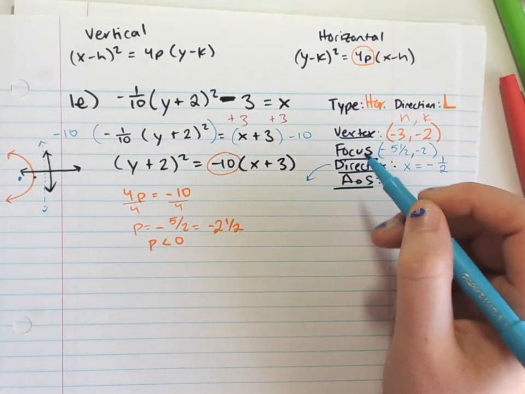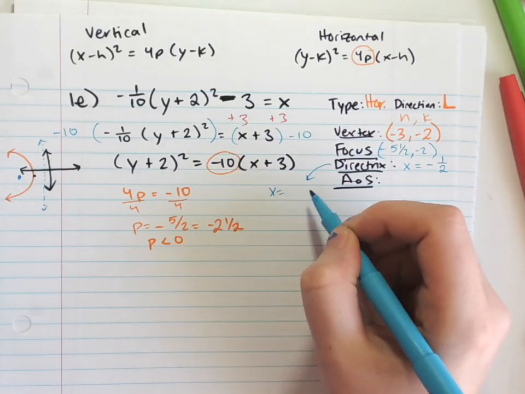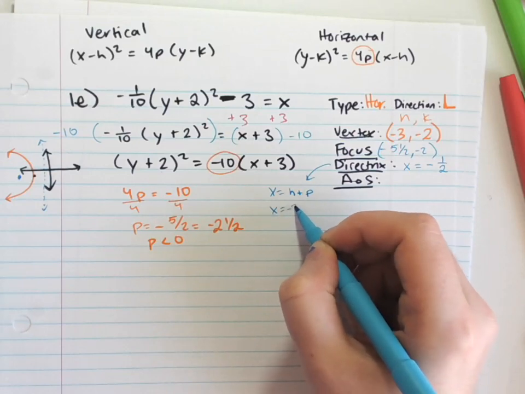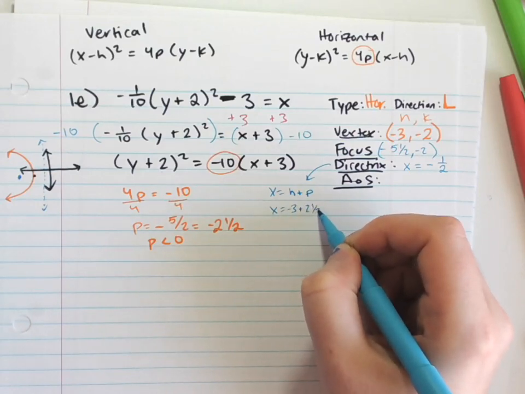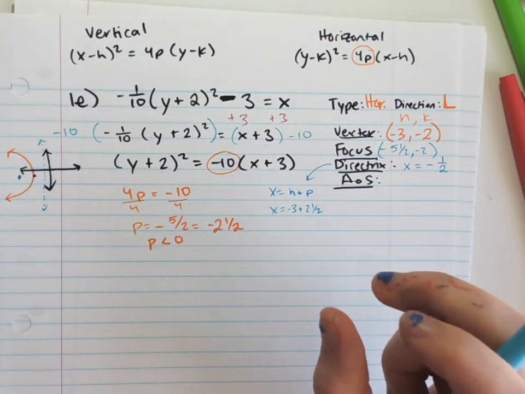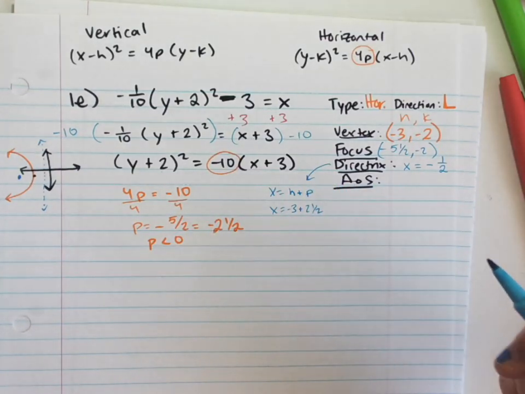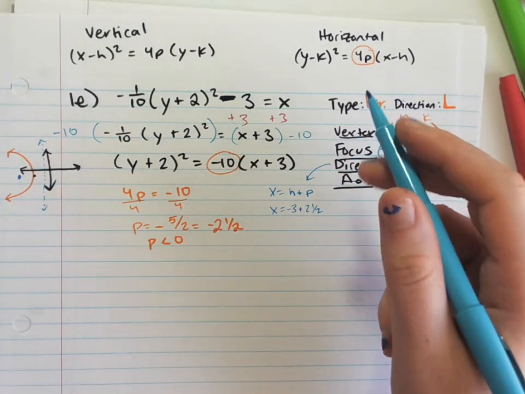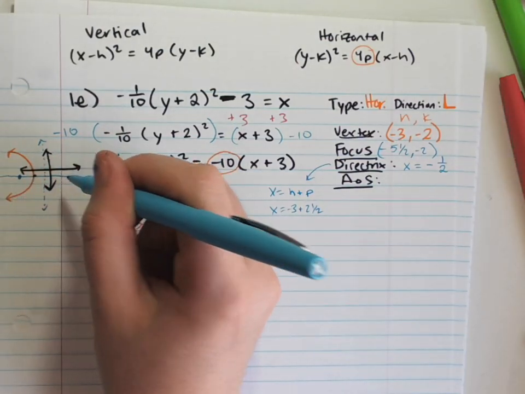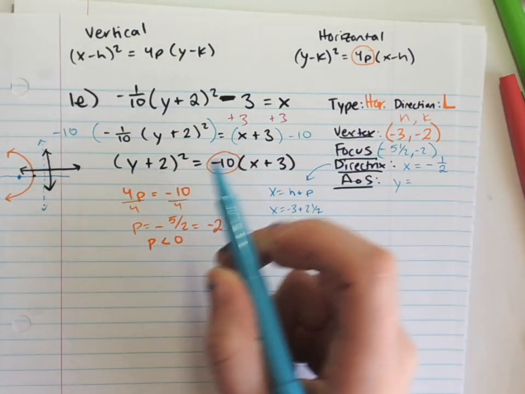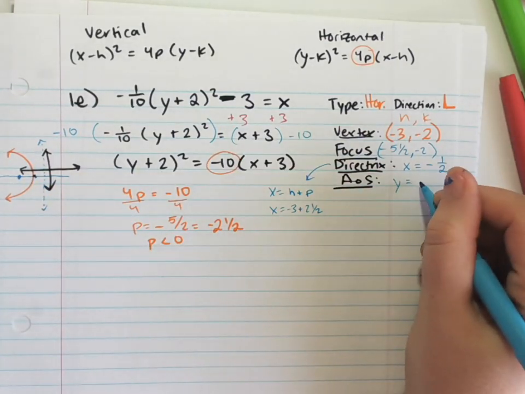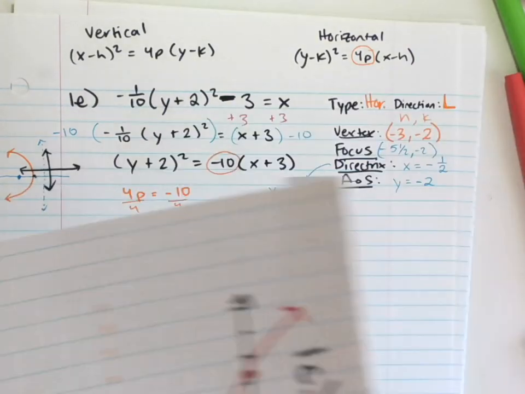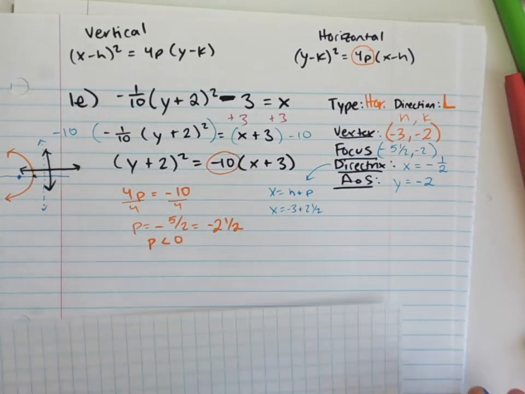So if you're a little unsure, the directrix is going to be x equals h plus p. So that was x equals negative 3 plus 2.5. It's the distance of 2.5. Don't worry about that negative. That's what gets me here. Finally, our axis of symmetry is passing through the y-axis, so it's going to be y equals the k of our vertex, so it's negative 2. Good deal. Let us start the process to graph.